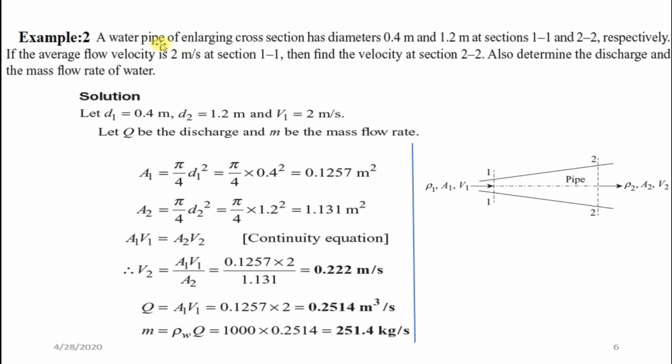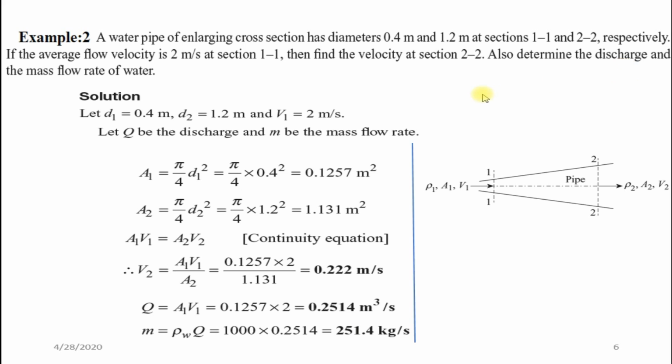Water pipe enlarging cross section has diameters 0.4 meter and 1.2 meter. Okay, this is the enlarged pipe. The inlet section has 0.4 diameter, the outlet has 1.2 meter diameter. So d1 and d2 are given, velocity v1 is 2 meter per second, we have to find out v2, and also we have to find out discharge and mass flow rate.